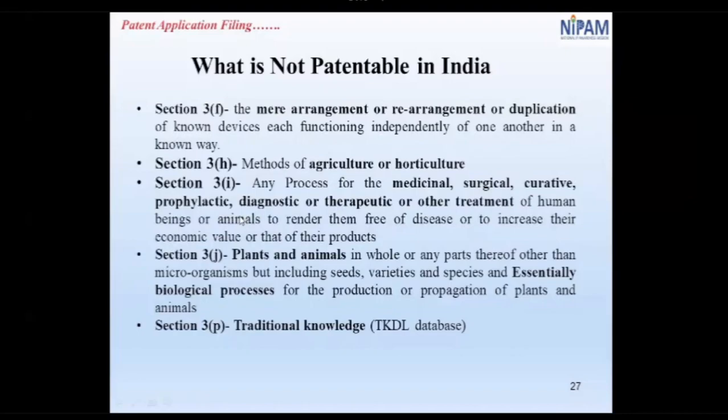So that will be okay. It is up to you how you draft your specification. And the form of the draft can be better if it should clarify the novelty and inventive steps and industrial applicability. Then it can be better.